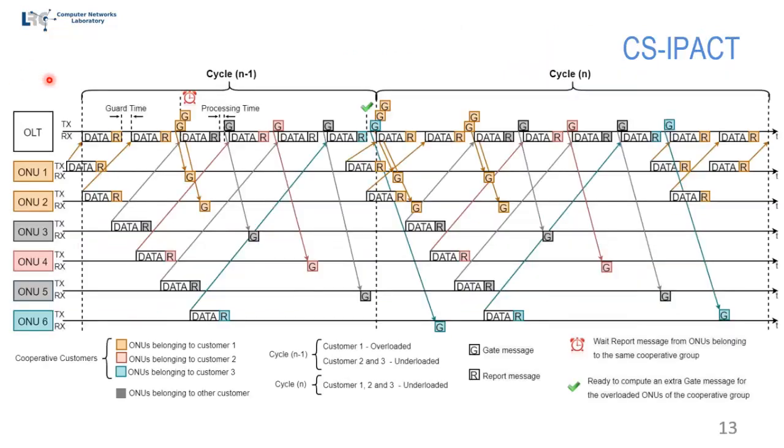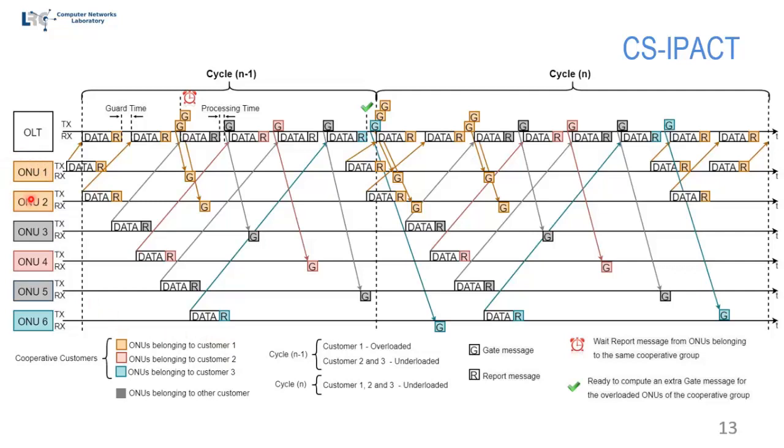Most IPAC scheme is modified to also wait for report messages from ONUs belonging to the same cooperative group before sending extra gate messages to overloaded ONUs in that group. In this figure, customer 1 in orange, customer 2 in red, and customer 3 in blue are in the same cooperative group of customers. Moreover, in the cycle N-1, customer 1 is overloaded and the other two customers are underloaded.